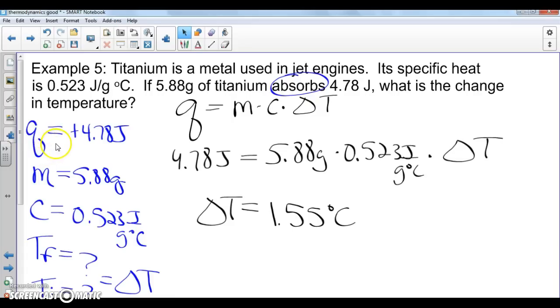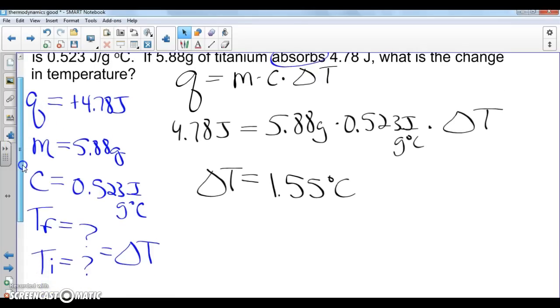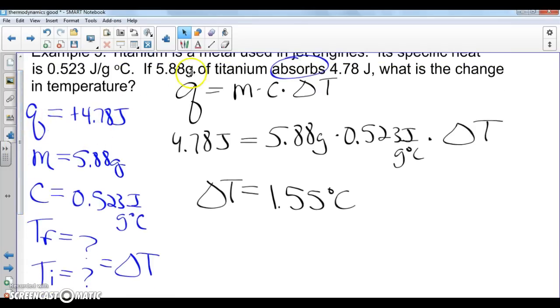We're going to list our variables here. As I do that, I get 4.78 joules, which I get right out of here. Now, remember, anytime we write the word joules, we should figure out whether it's positive or negative. It says absorb, so that value is positive. We know the mass of 5.88 grams, and we know specific heat, it's given to us, 0.523 joules per gram degree Celsius. Now, we need to know the change in temperature, so I have neither TF nor TI, because what I'm ultimately solving for is not TF or TI, but delta T.